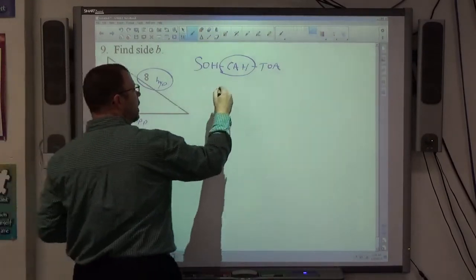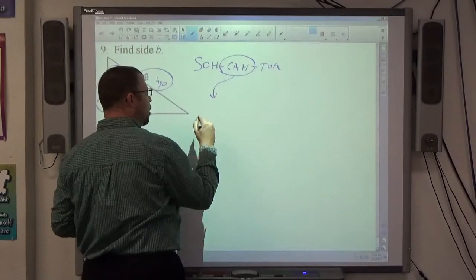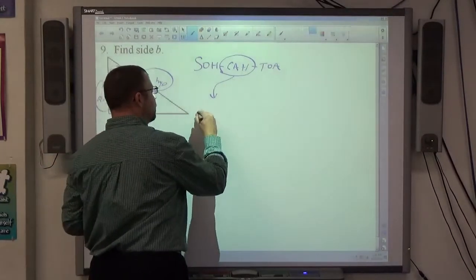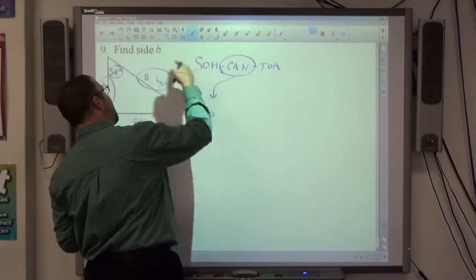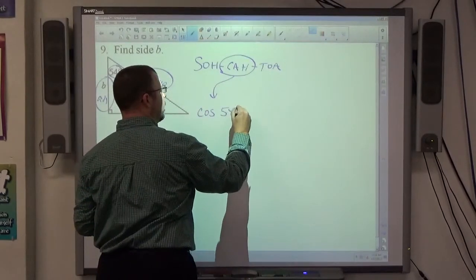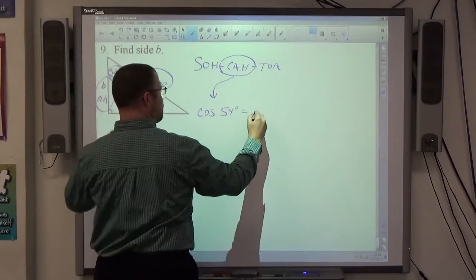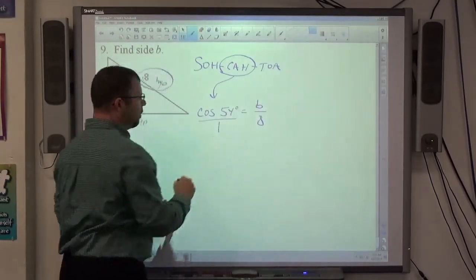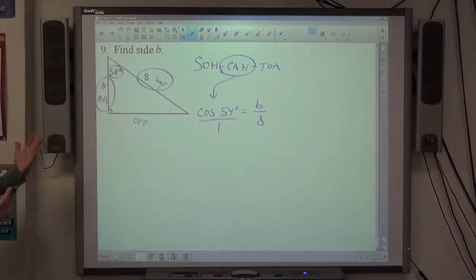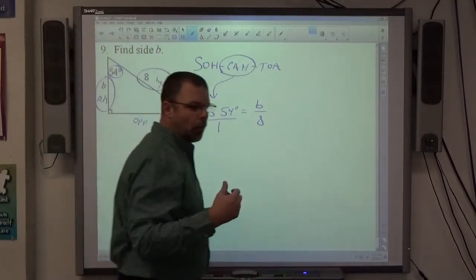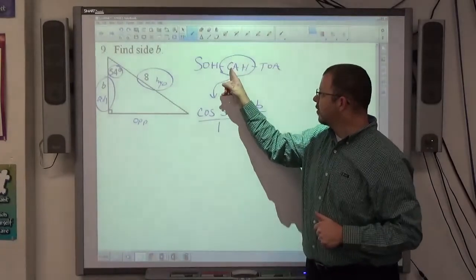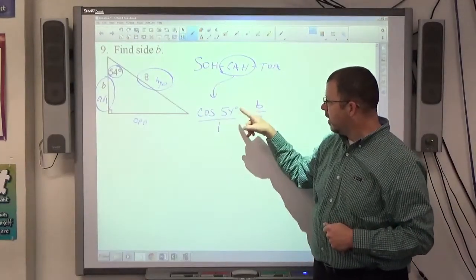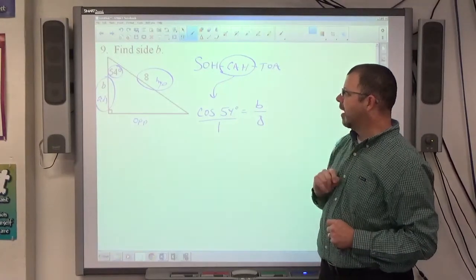So if I take the CAH of SOHCAHTOA and write a good trig equation from that, C is for cosine of the angle we're working with equals the adjacent side, which is B, over the hypotenuse, which is 8. Always put your trig function over 1. So you created this nice little proportion. Again, writing a good trig function, C is for cosine of the angle 54, that's the angle we chose to work with, over 1 equals adjacent over hypotenuse.